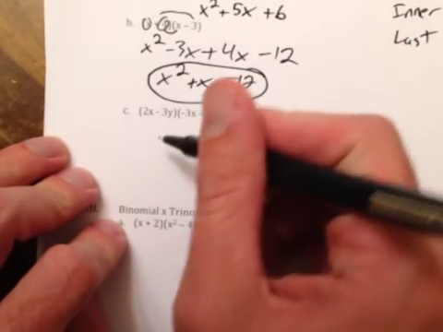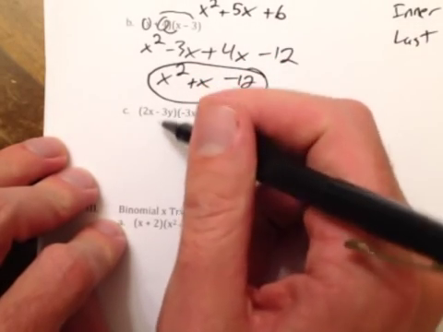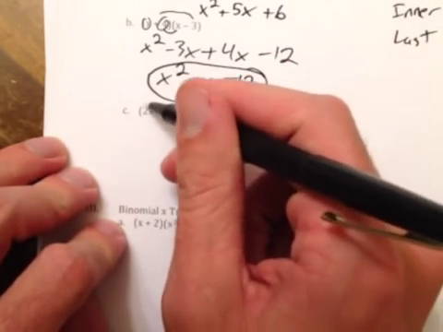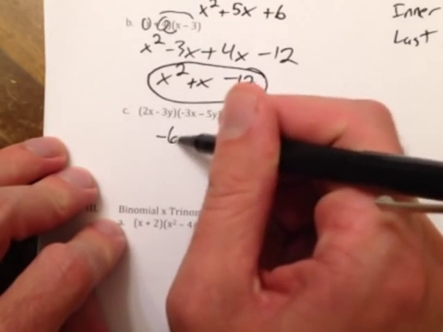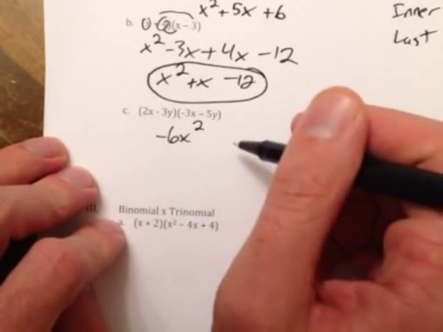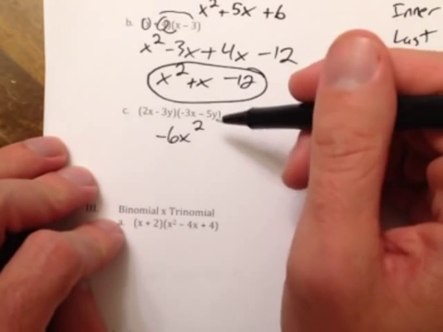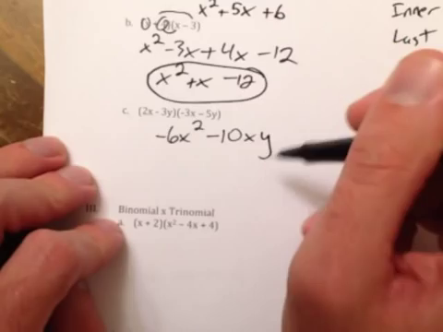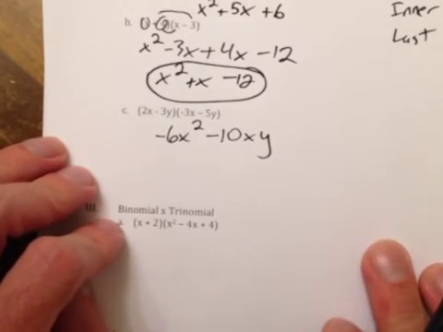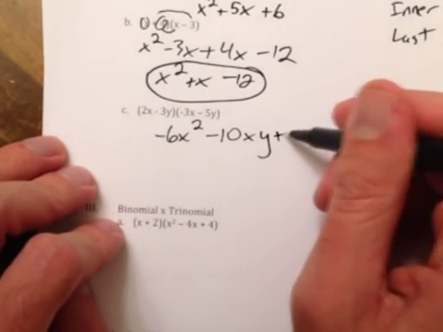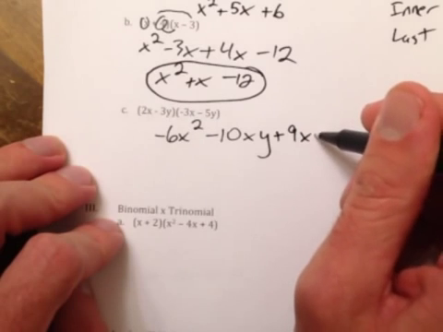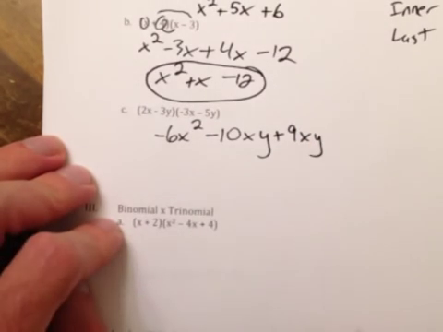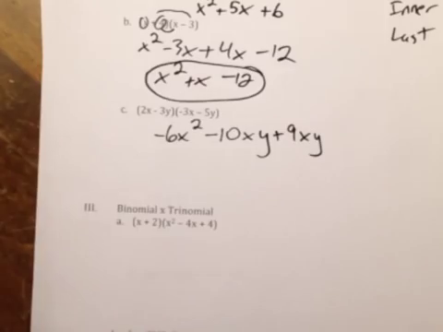Okay, welcome back. I'm going to use FOIL on this one. So first terms are 2x times -3x, that's -6x squared. Outside terms are 2x times -5y, that's -10xy. Inner, -3y times -3x is +9xy. And I do put the x before the y, even though the y got multiplied first.